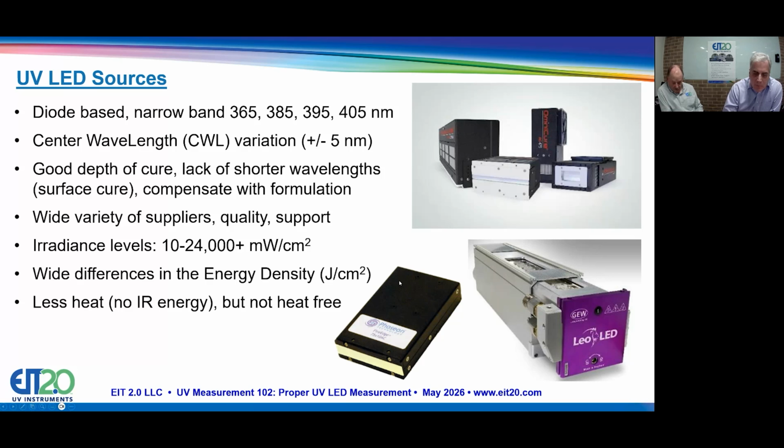LED lamps can have a wide range of operating conditions, from tens of milliwatts to many watts per square centimeter. Wide differences in energy density make them a very attractive and useful tool in the lab. Another one of the more unique selling points is that it has no IR energy, so no infrared hitting the surface. But keep in mind, if you're hitting the surface with 24 watts of UV, that's still a lot of heat that's going to be absorbed into the surface.